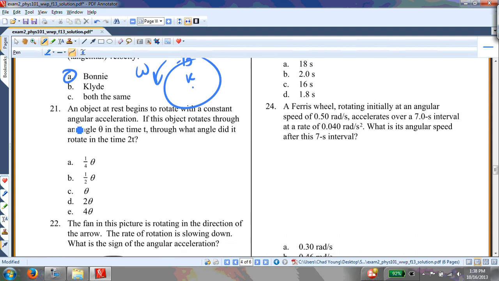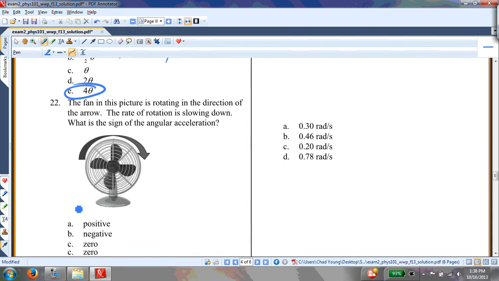Object begins at rest, rotates with constant angular acceleration. It rotates to an angle theta in the time t. What angle did it rotate in the time 2t? I know theta equals omega naught t plus 1/2 alpha t squared. It's at rest, so omega naught equals 0. So if I double my time, I quadruple my theta. If I double this, since it's squared, I get a 4 theta over here. So E is the right answer.